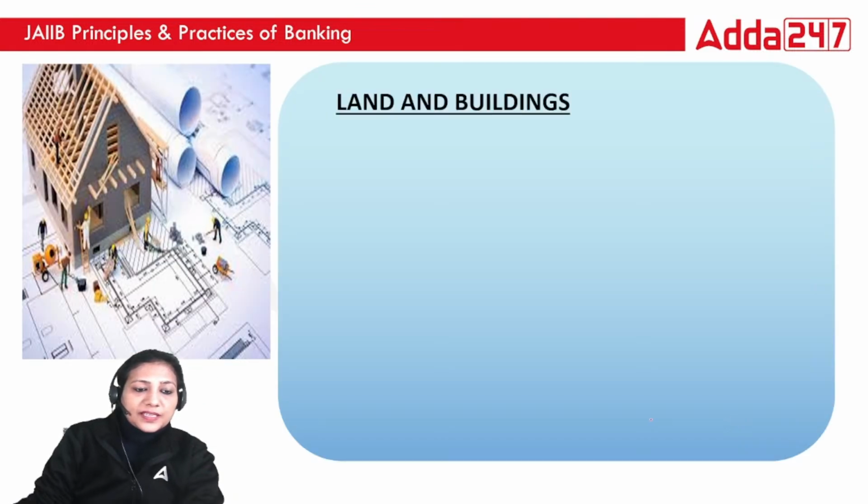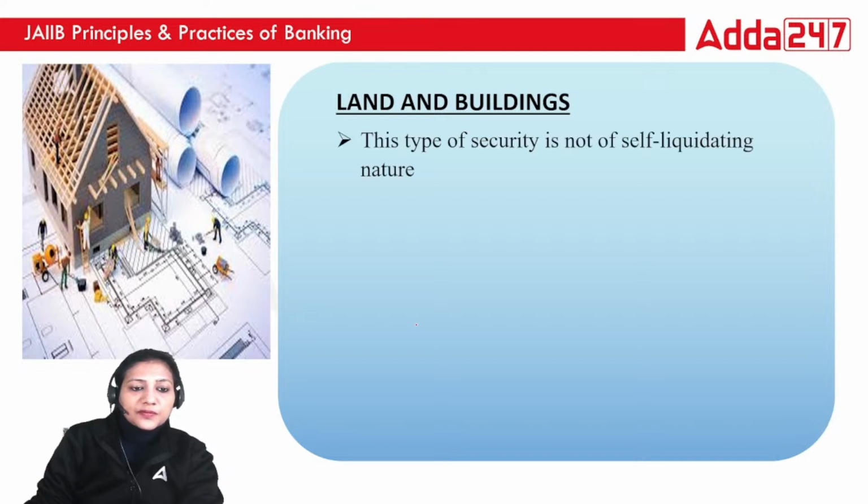Now let's see what are the features of land and building which we take as security. This type of security is not of self-liquidating nature. It will not self-liquidate as in the case of stock. The stock will be sold out, so it will be converted into cash subsequently because it has the property of self-liquidating. Self-liquidating will happen in the course of business itself, that it will be sold out and converted into cash.